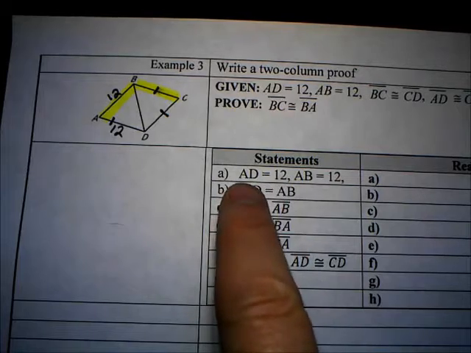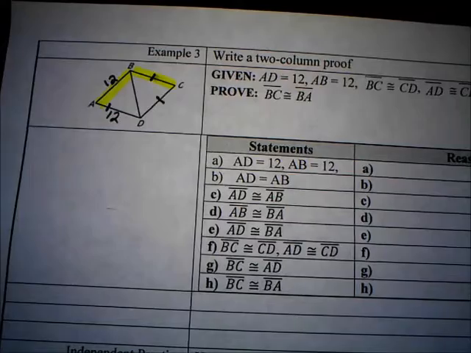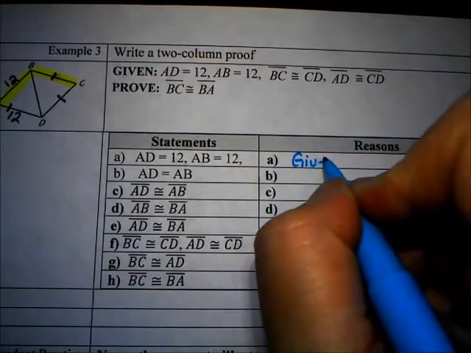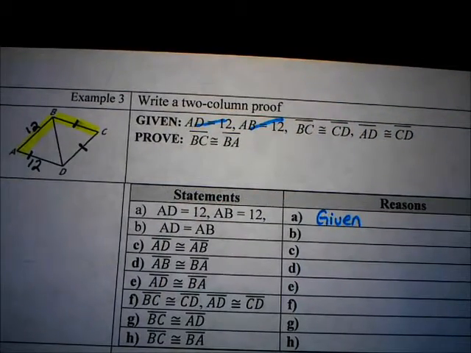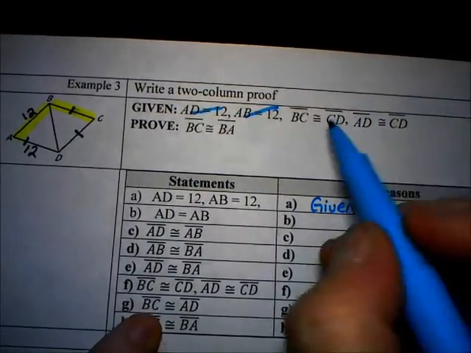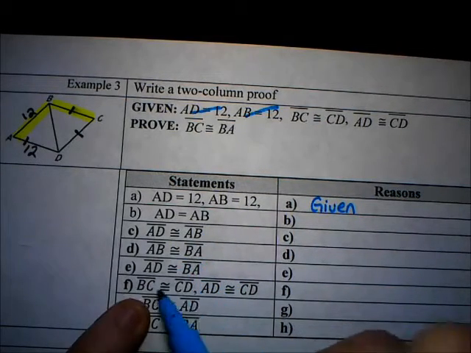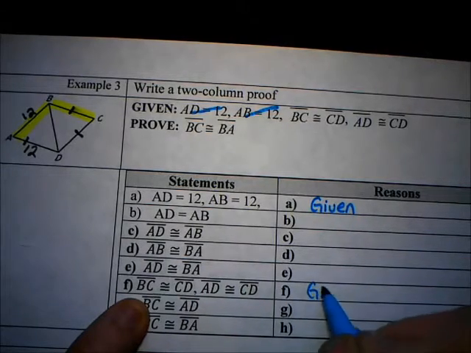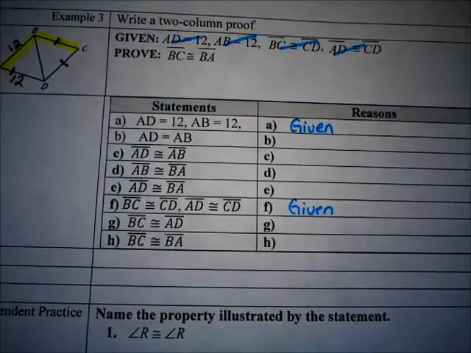Well, let's look at A. AD equals 12 and AB equals 12. What is that? That is our given. Alright, so I used 2 of my givens so far. Where's the other parts given? BC is congruent to CD, and AD is congruent to CD. There it is. On F is the second part of your given. So they've got that written down.